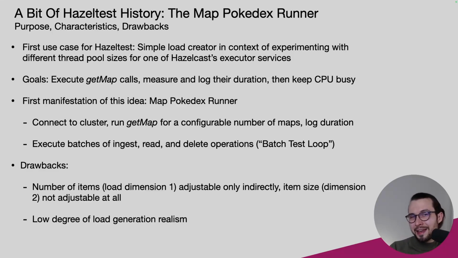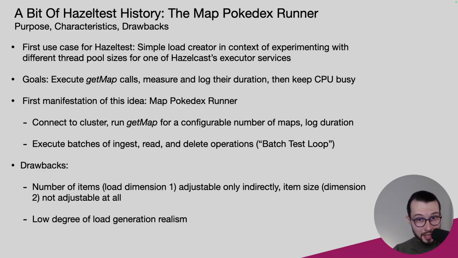You can have it ingest more via the number of maps. So if you specify 1,000 maps, for example, if you tell a Pokedex Runner to spawn 1,000 maps, then you'll end up with 151,000 entries in Hazeltest. But that's only an indirect adjustment you can do. There is no knob or property that lets you directly adjust the number of entries, right?